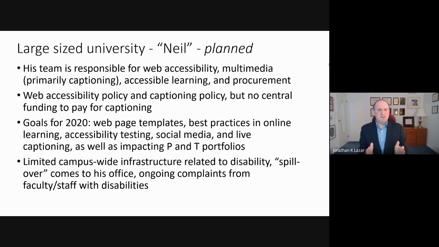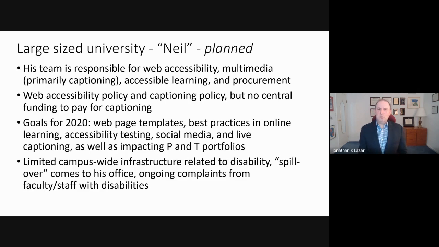And the one that I thought was the most ambitious, he actually wanted to make it so that in the future, when faculty applied for promotion and tenure, they had to put in a statement about how accessible their classes were. So Neil had a really ambitious agenda.